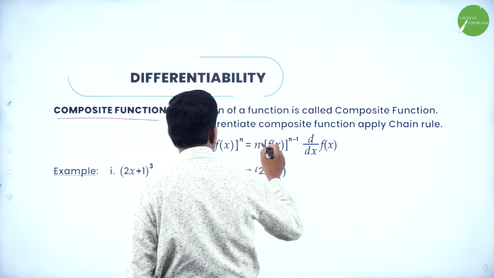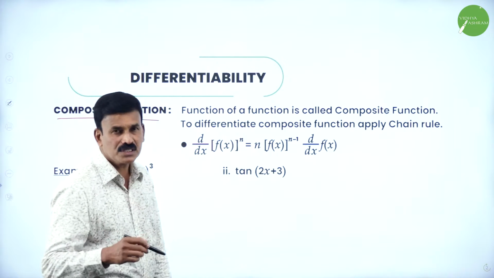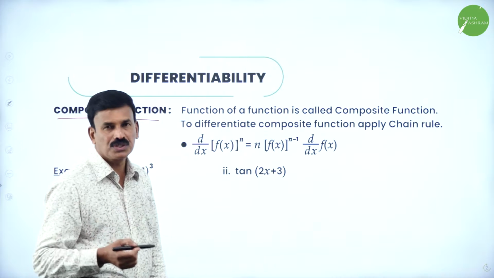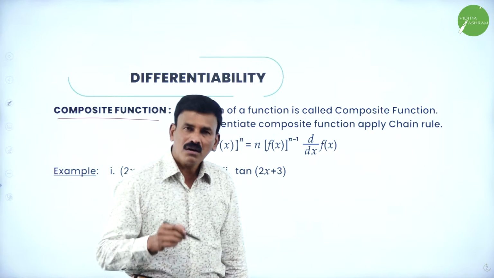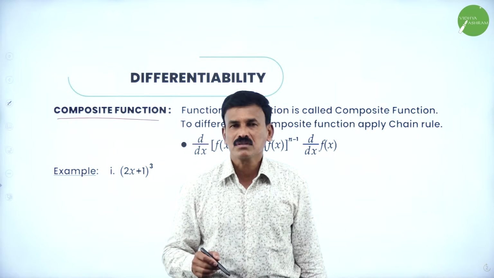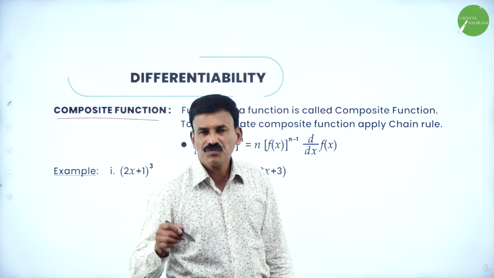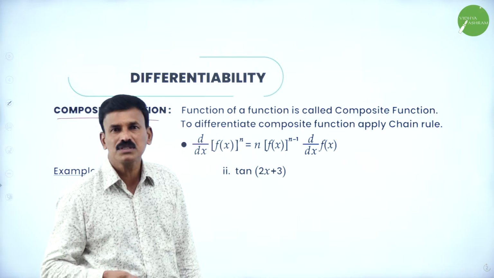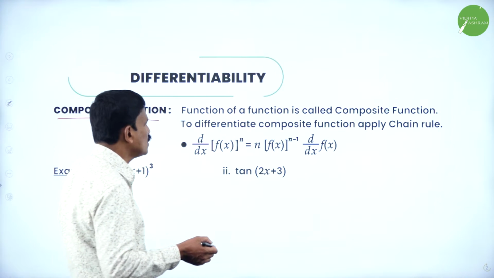Now, a function of a function is called a composite function if one function depends on the other function. For example, sine root x, log of root x, or sine of x square plus x plus 1, or e to the power of 3x plus 2. So, if one function depends on the other function, then such type of functions can be differentiated using the chain rule, that is called composite functions.